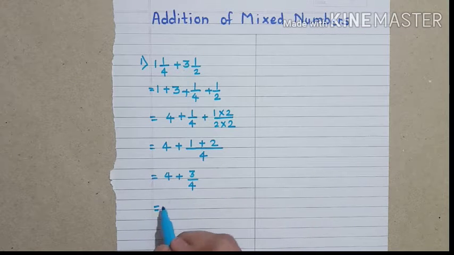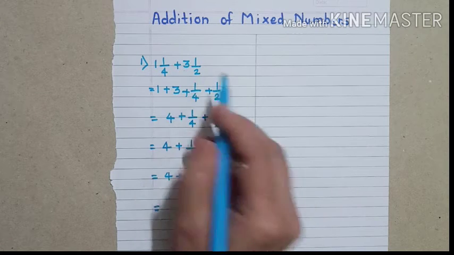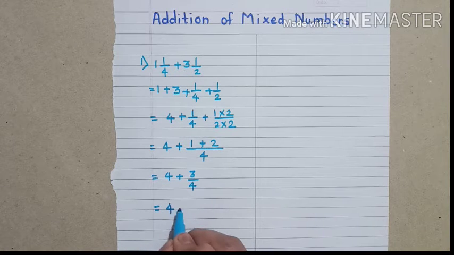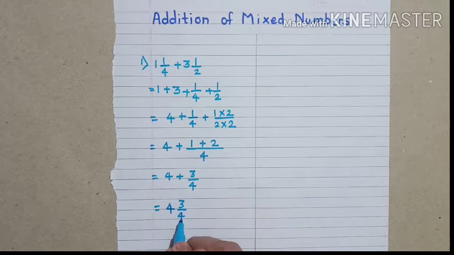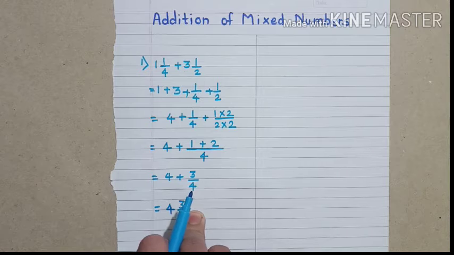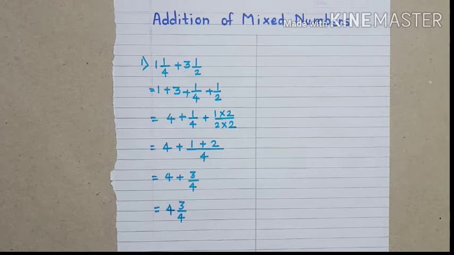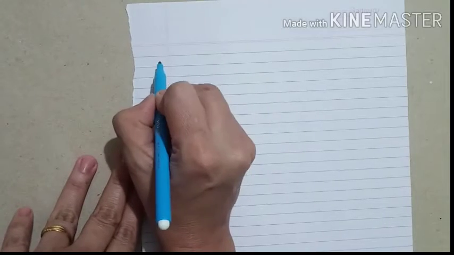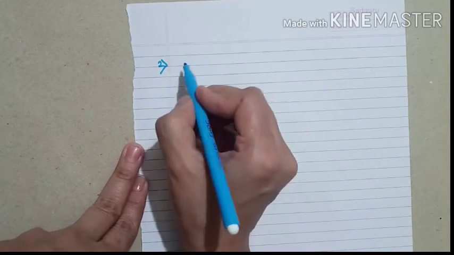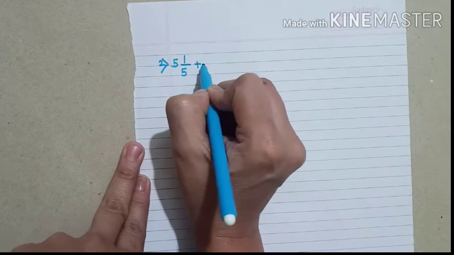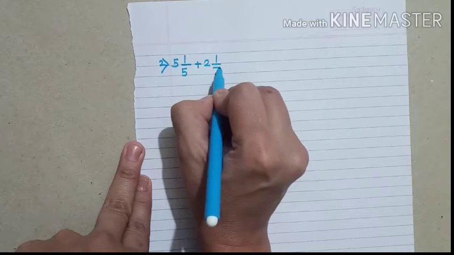Now the addition of these two mixed numbers is 4. Now remove this plus sign. 4 integer 3 upon 4. So students, this is the first method of addition of mixed numbers. Now let's take the second example. Now in this example we are going to add 5 integer 1 upon 5 plus 2 integer 1 upon 7.